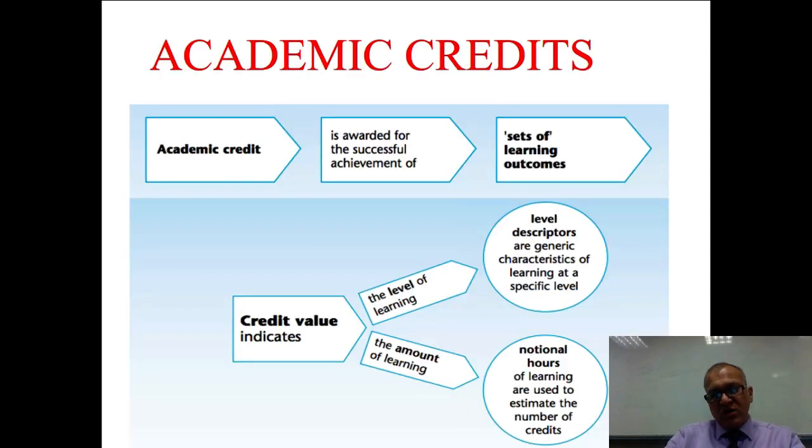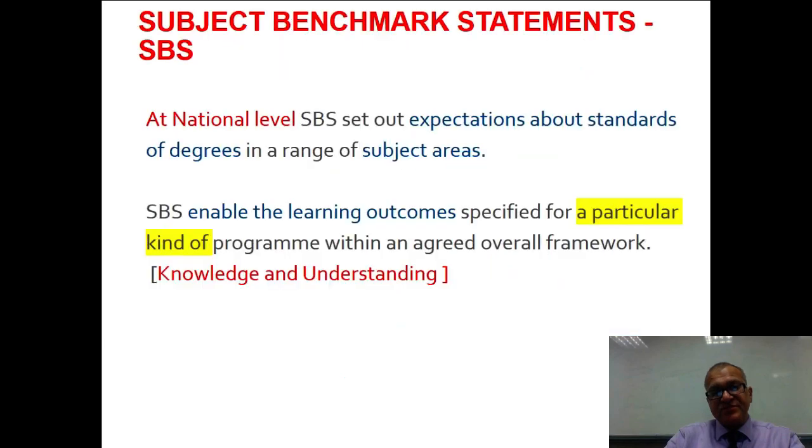There's one more framework or reference point which you use, which is academic credit, which simply says it is an award for successful achievement of sets of learning outcomes. So what is credit value? Credit value tells 2 things: one is the amount of learning, second is the level of learning. So you can have credit at level 4, level 5, level 6. That tells the level of learning. And the credit value, for example 15 credits or 20 credits, indicates notional hours. For instance, 10 credits is 10 hours multiplied by 10, around 100 hours. So 1 credit is usually equal to 10 hours of study, learning or assessment.